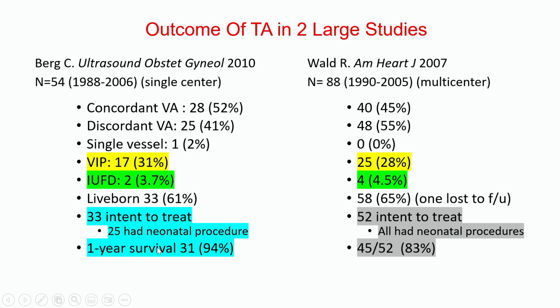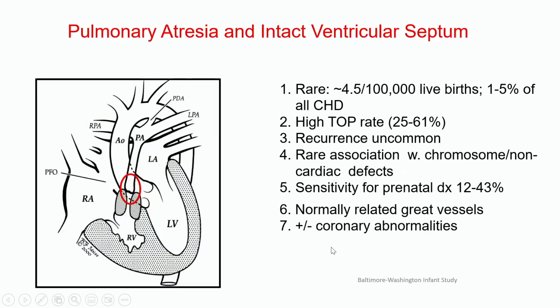But the populations are different because in the European study, all 25 had a neonatal procedure, so most of them did. But in the Wald study, all of them had a neonatal procedure. So these are generally the more serious patients.